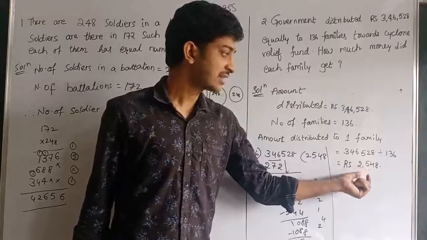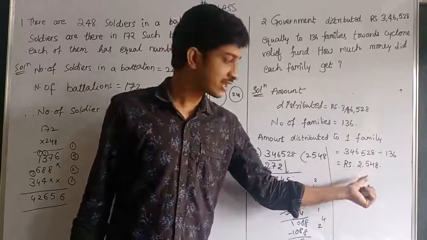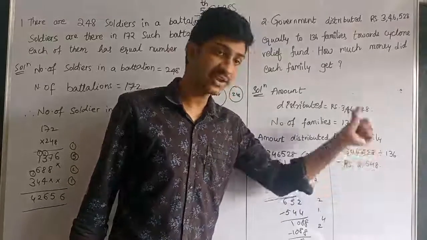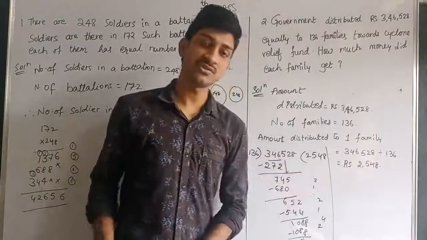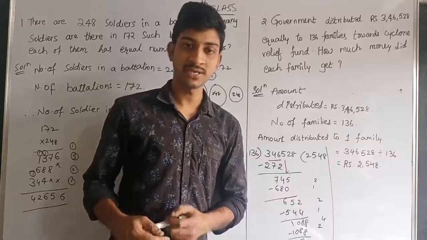So there are 136 families. So 136 into 2,548 equal to 3,46,528.